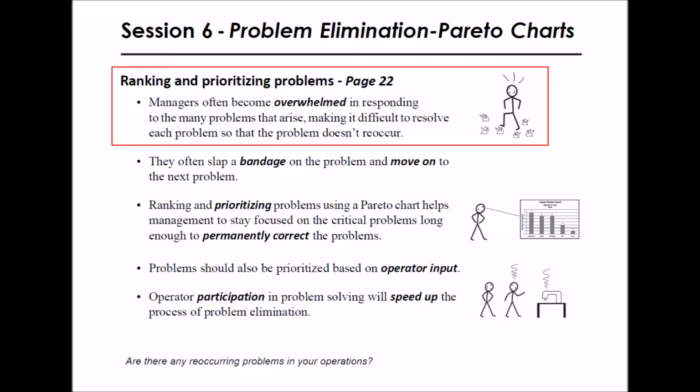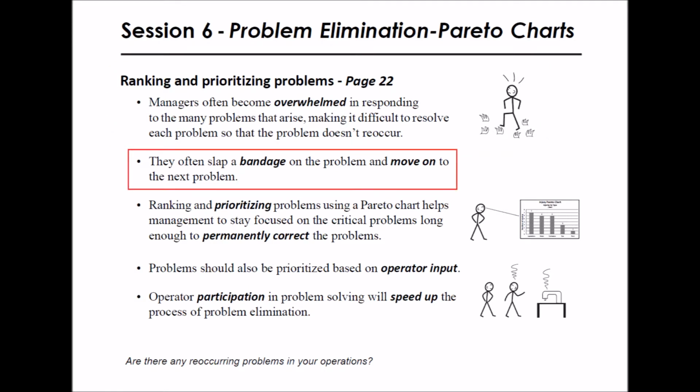Pareto charts help us to rank and prioritize problems. Managers often become overwhelmed in responding to the many problems that arise, making it difficult to resolve each problem so that the problem doesn't reoccur. They often slap a bandage on the problem and move on to the next problem. For example, if an important customer complains about late orders, they may assign someone to follow and expedite those customers' orders, instead of improving the process to make it run on schedule.